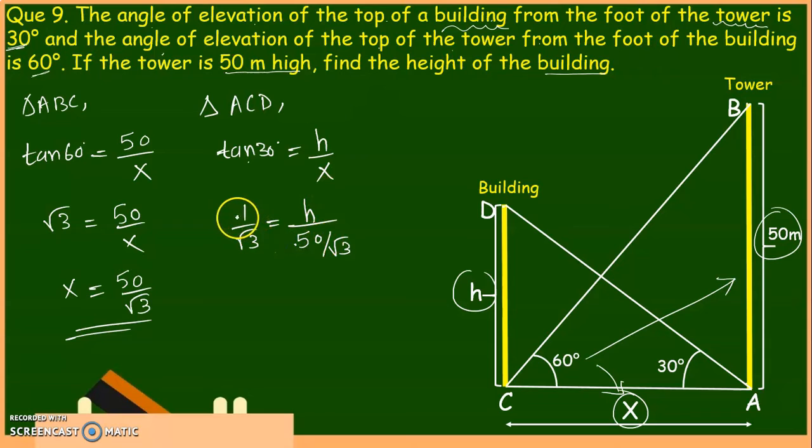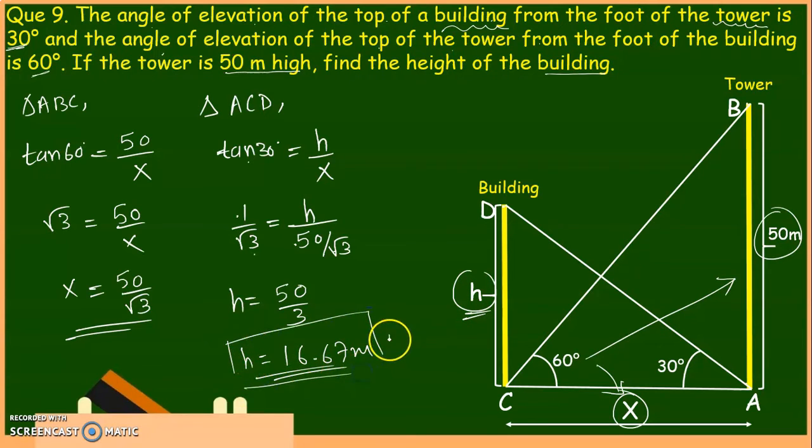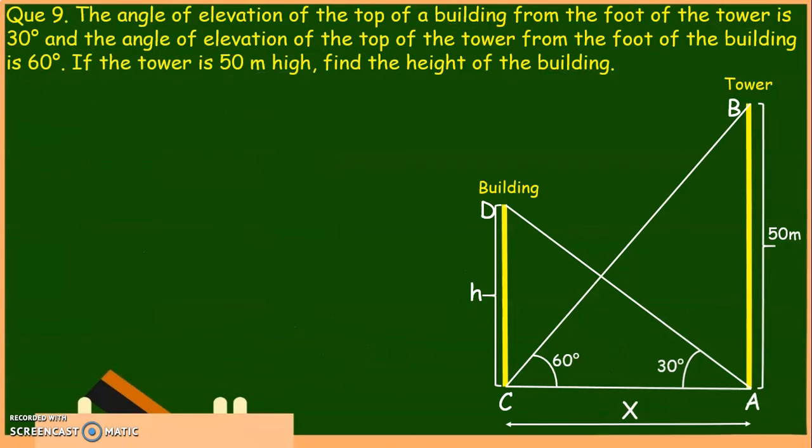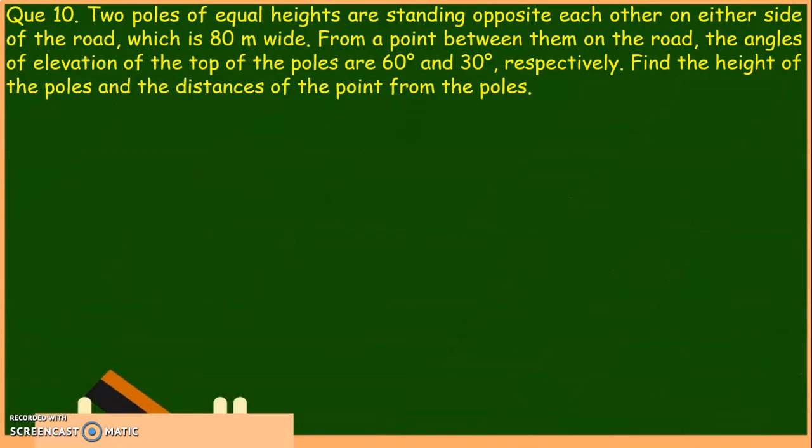Now if you multiply this 50 root 3 here, so we'll get h equal to 50. This root 3 times root 3 will be 3. So I'll get h equal to 50 divided by 3, it will be equal to 16.67 meter. So height of the building is equal to 16.67 meter. This is our answer. See the next question.